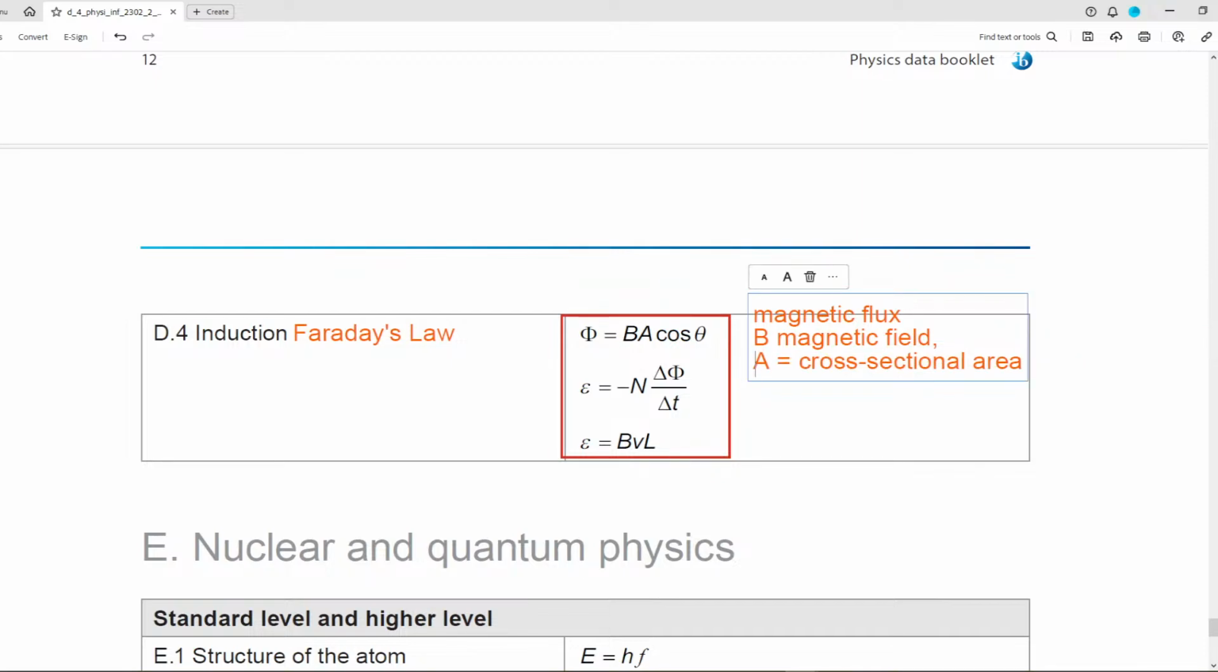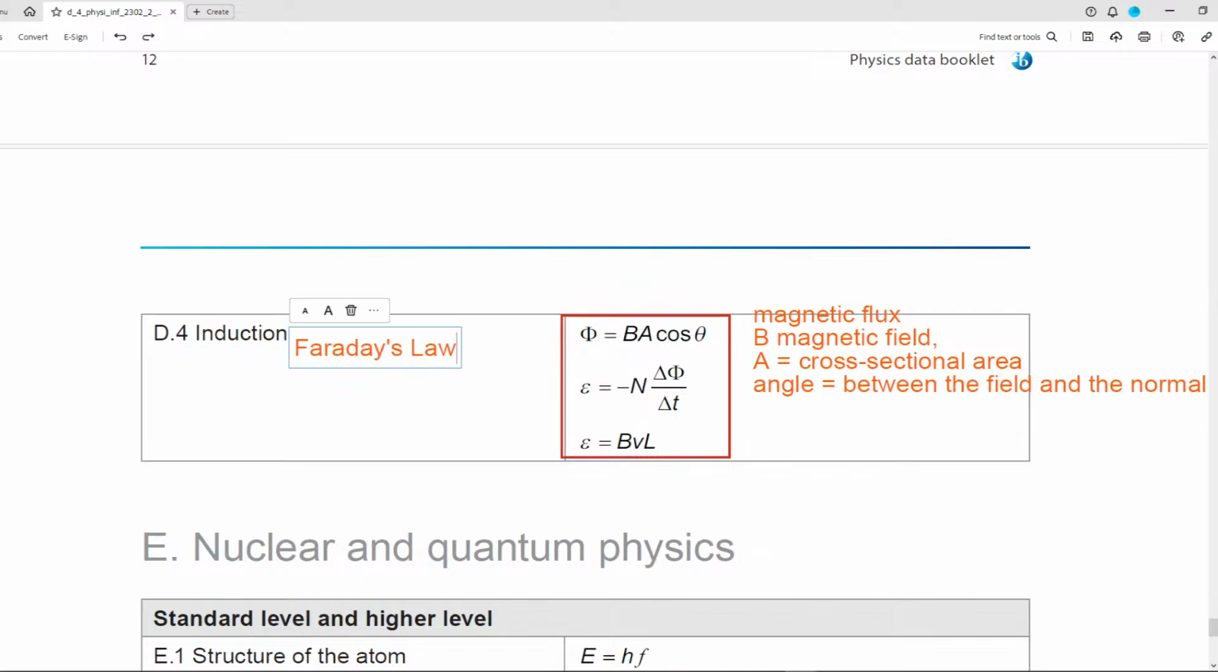All right. So the angle here is the angle between the field and the perpendicular direction, the normal. So I will draw a quick picture here. Let's say you have a surface that's lying down and the field is passing through like that. So you have a surface that's this.